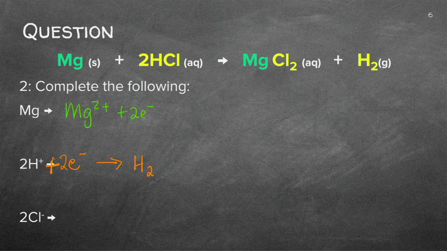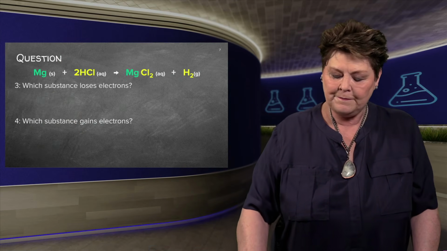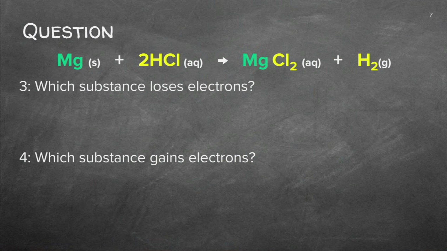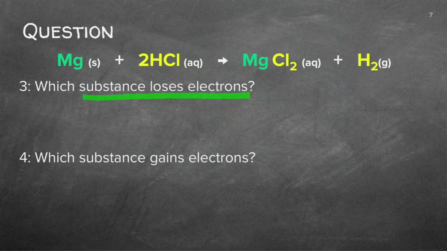And then finally, we've got that becoming that. So that's the way they want you to think, but we've done it in the previous section. The second question, or the third question: which substance loses electrons? Let's go back. Can you see it's magnesium that loses electrons? So our answer would be magnesium solid.